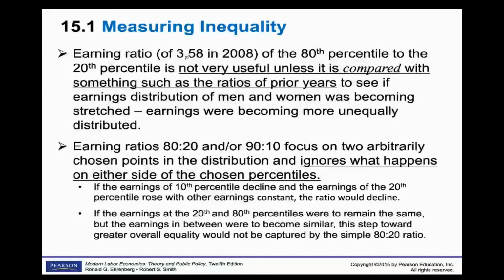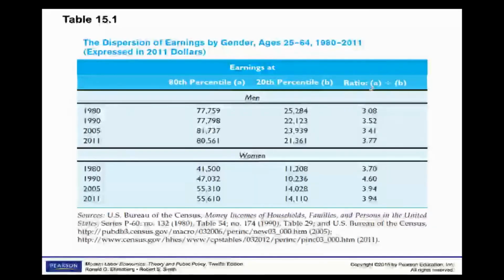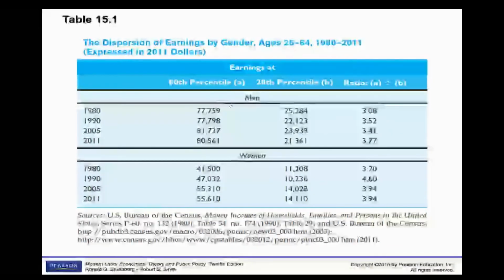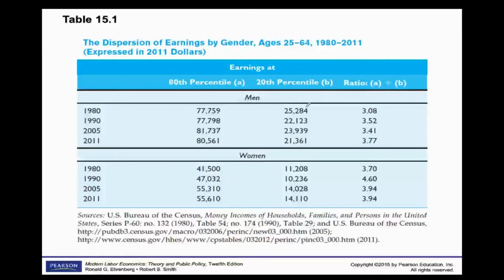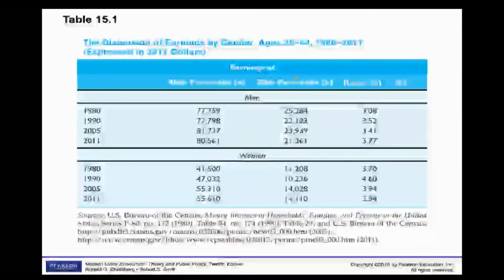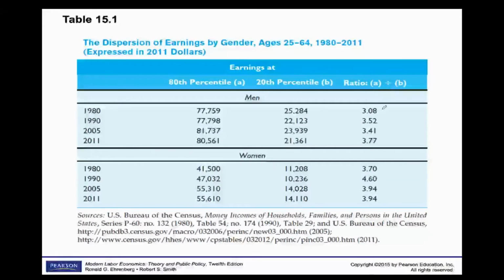However, this type of comparison, if you compare the 80th percentile to the 20th percentile, will not be very useful unless it is compared with something such as the previous year information, because the figure by itself doesn't give much meaning. Let's see this example. This is based on the United States case. So you have various years here in this column. And then over here you have those who earn at the 80th percentile, and the following is those who earn at the 20th percentile. So what we see here, we calculate the ratio.